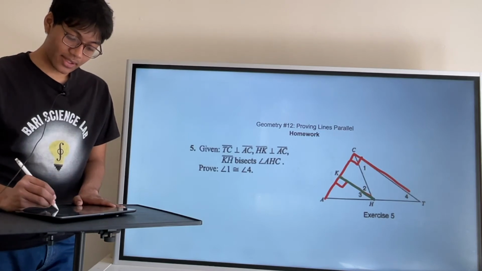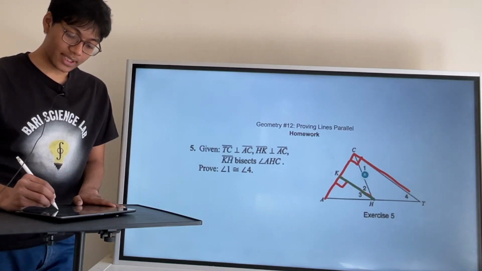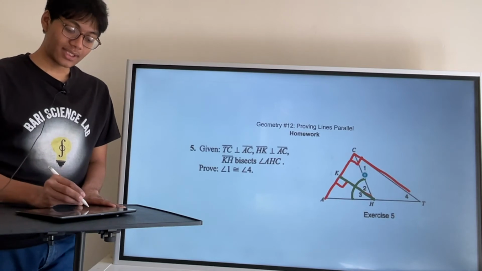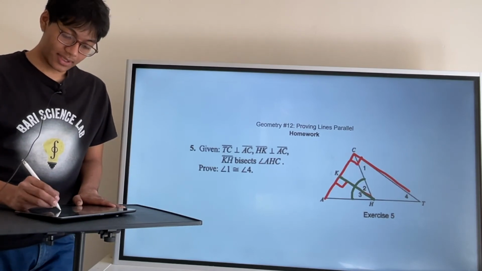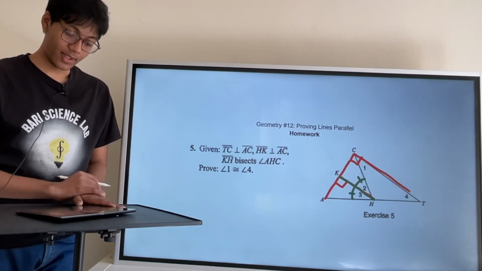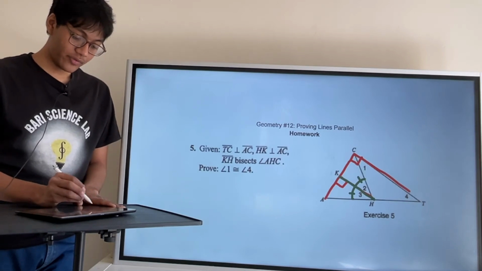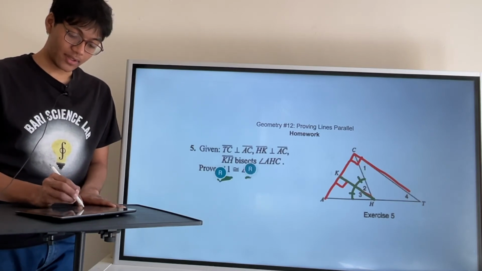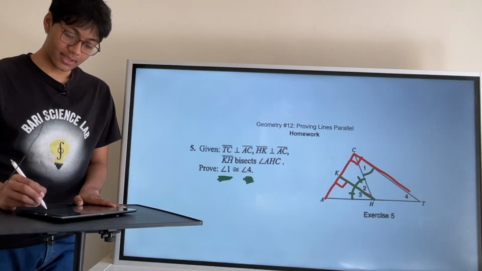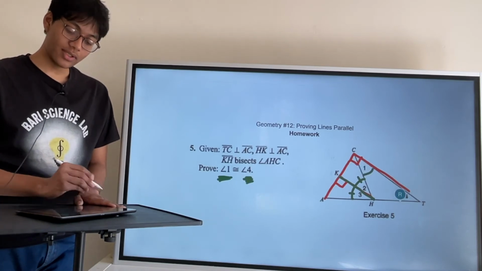Angle AHC is this angle right here. That whole thing is angle AHC. Bisects means cut in half, right? So that means this is congruent to this, okay? And what we have to prove is that angle 1 is congruent to angle 4. So that this is congruent to this. So how are we going to do that?